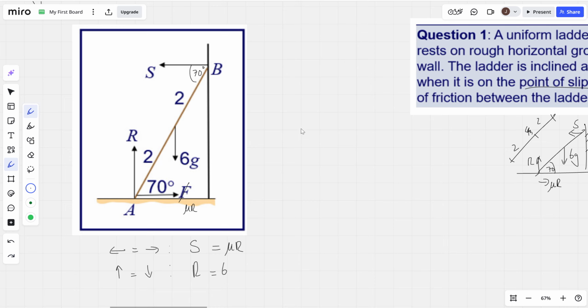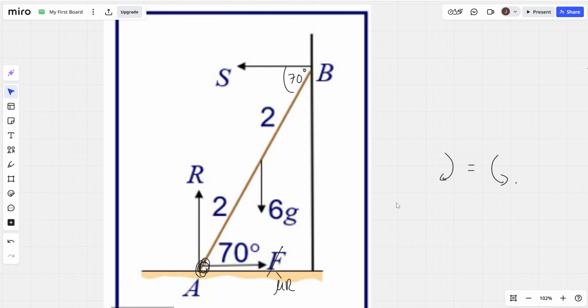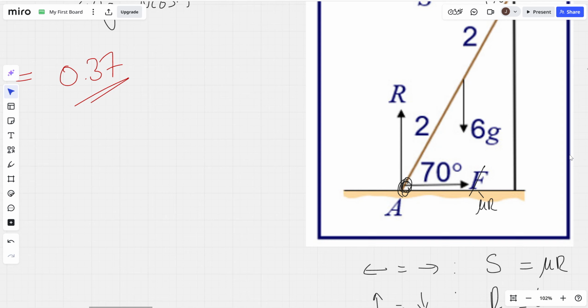The bit that's going to be more involved is the moments. So I'm going to take my moments from here, as I often do. Let's just start doing that then. I'll zoom in a little bit on the 6g just to show you what I'm doing. I'm going to show you two approaches this time. So the 6g, the moment.